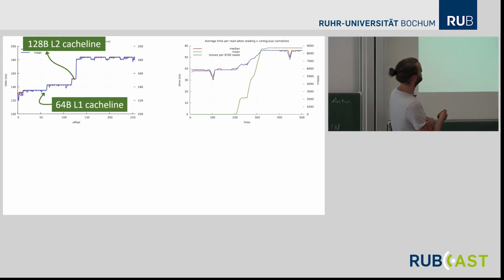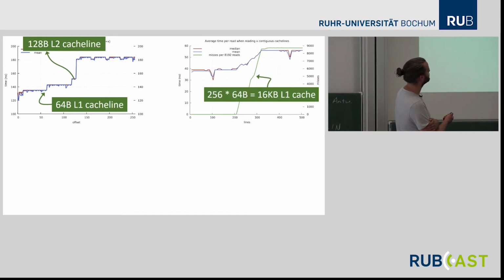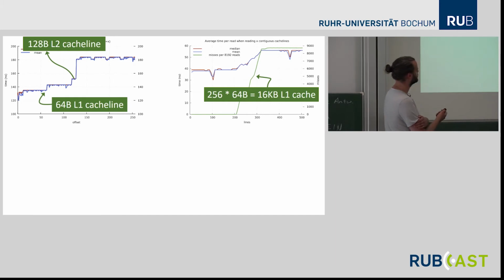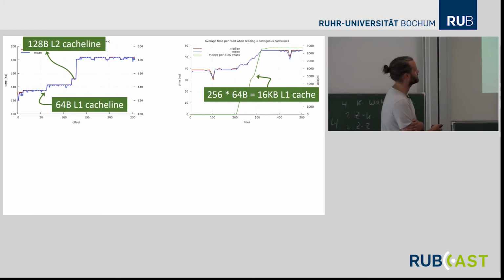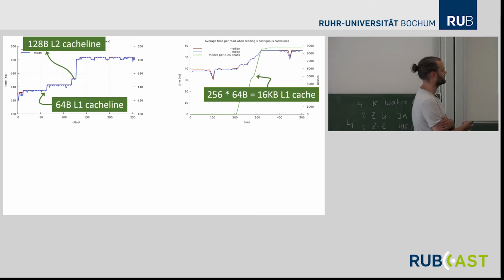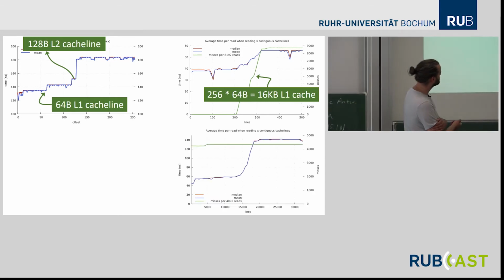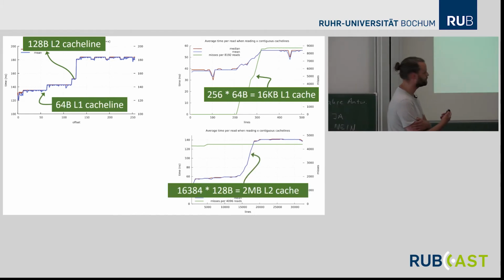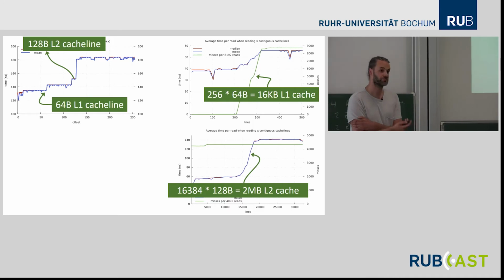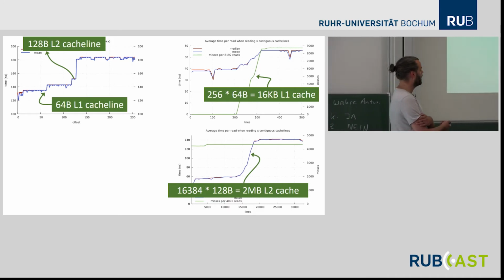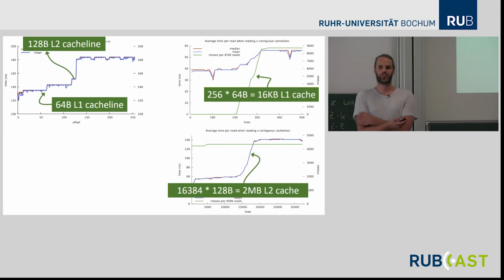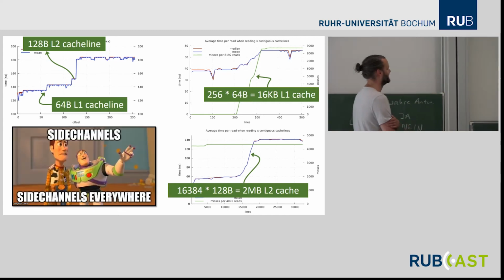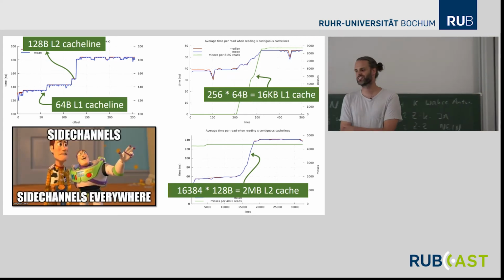I did another plot: average time per read when reading a number of contiguous cache lines. So what is this here? Well, it shows you the size of the level 1 cache, which is on this phone 16 kilobytes. And then here, average time per read is the same, but it's reading more. And then we found that, oh wow, the level 2 cache is 2 megabytes on this phone. Super useless, because you can just go to Wikipedia and you will find the same. So basically what we did here was side channels everywhere.